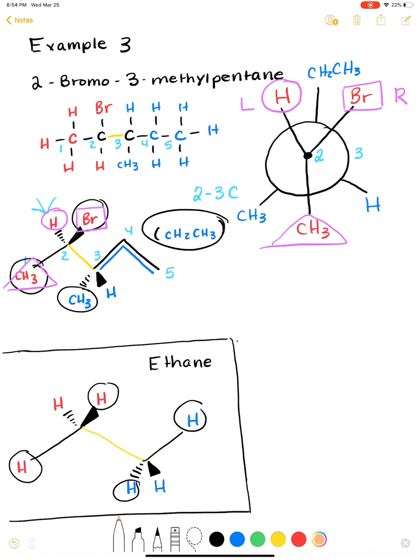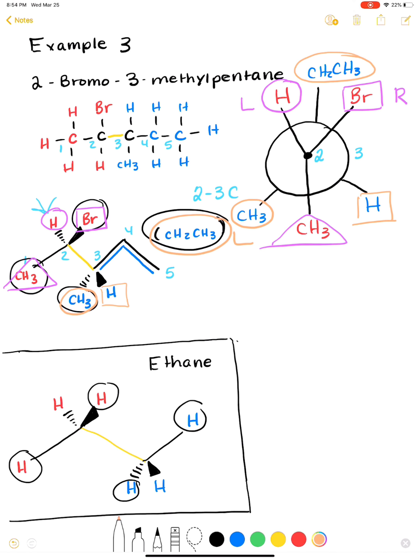For carbon 3, we have a hydrogen coming out towards us on a wedge, shown here coming out to the right. We have a methyl group shown on a dash going into the plane of the paper, represented here, coming out to the left. And this entire group, CH2 and CH3, going straight up in the plane of the paper, represented here.